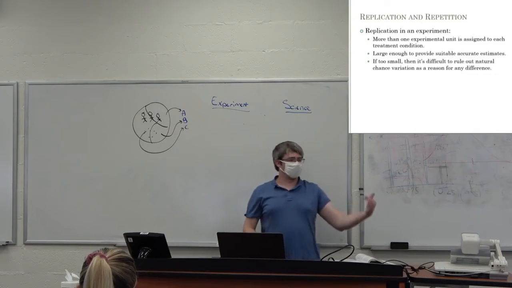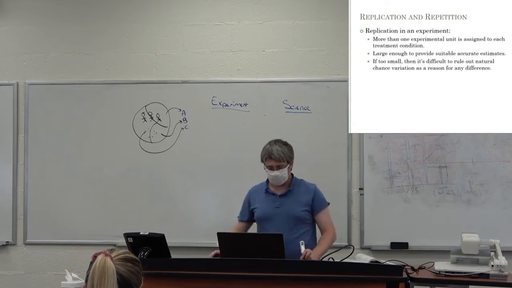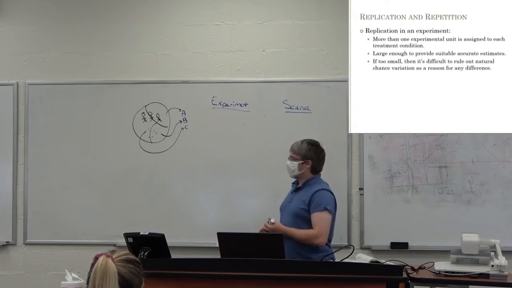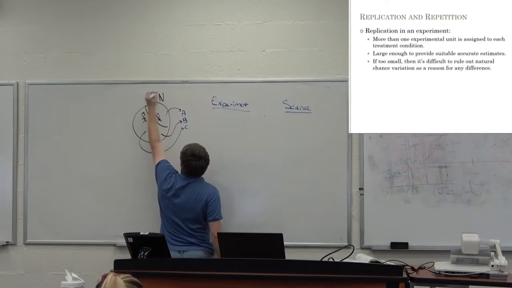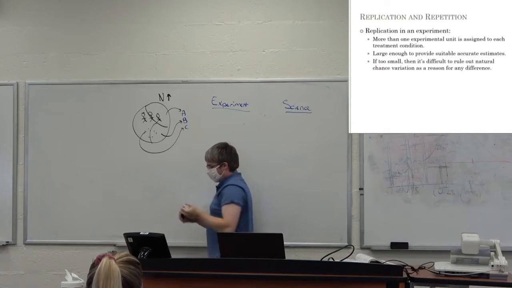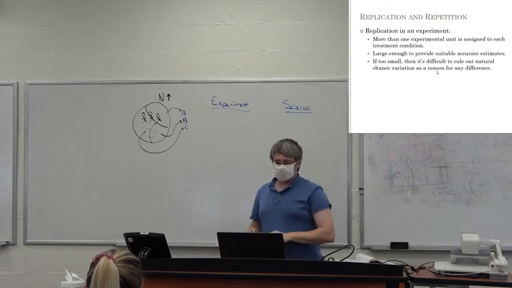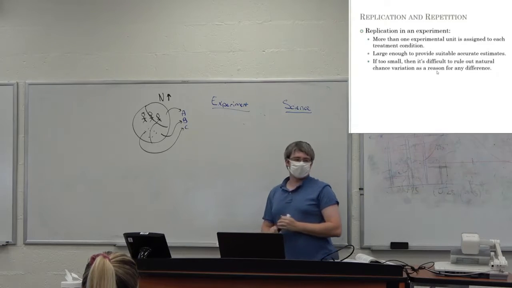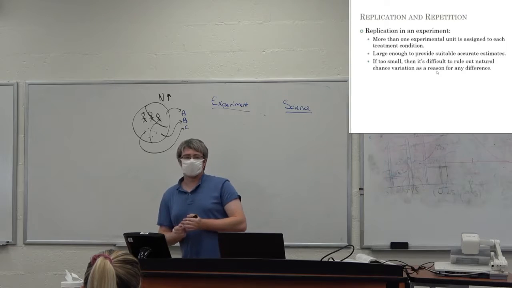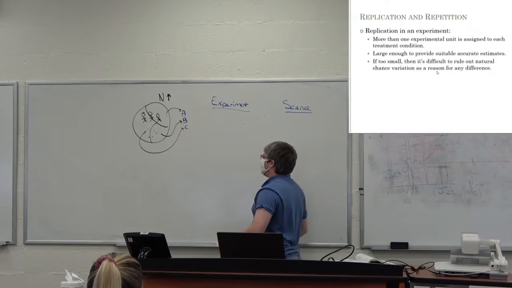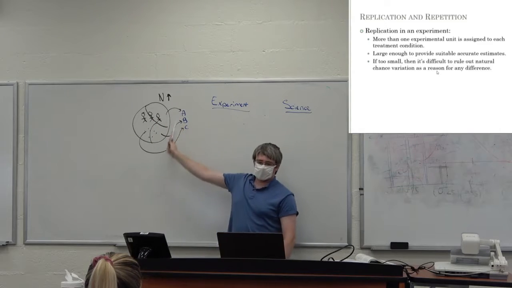You don't have just one person in A, one person in B, one person in C. You have at least two in each. And then it's large enough so N is pretty big for this. They have a lot of people doing this. And if it's too small, then it's difficult to draw natural variation. So us as humans, there's a lot of variation between us. And so if my sample size is small, I might measure differences between people and not between treatments.